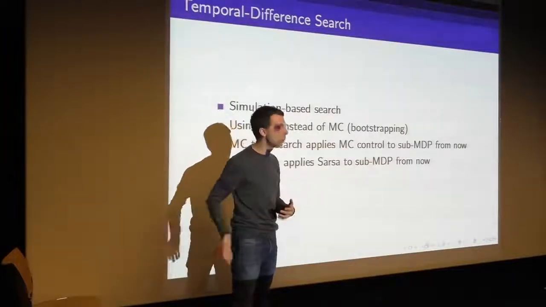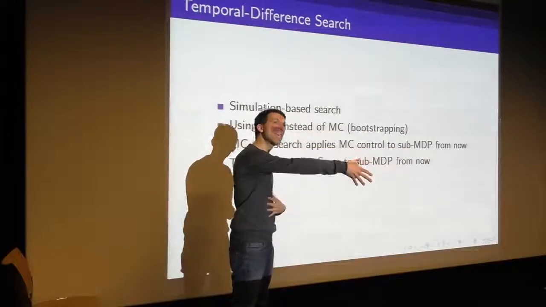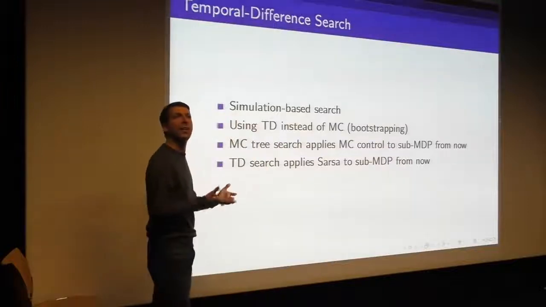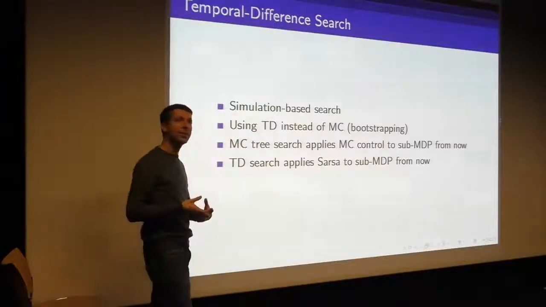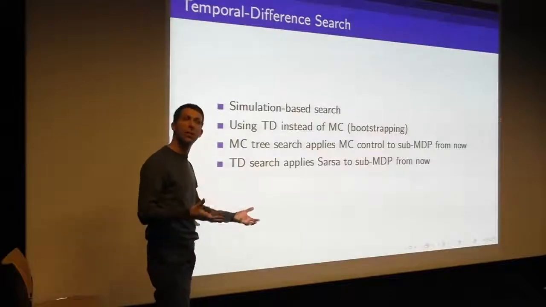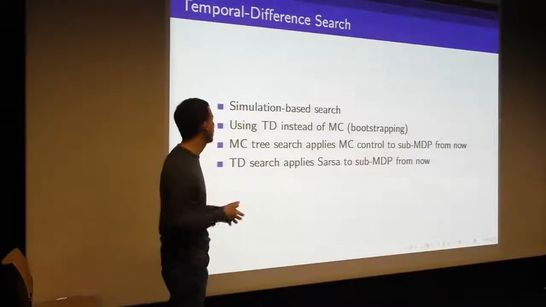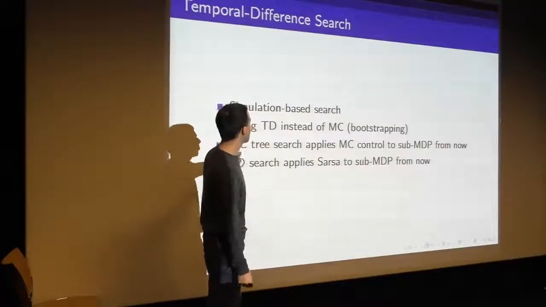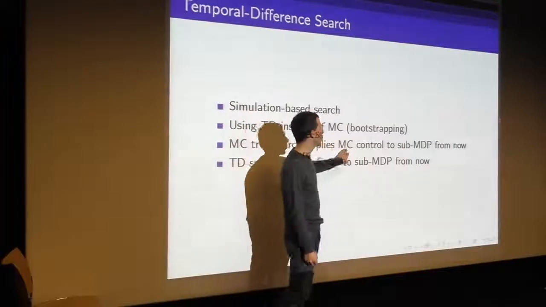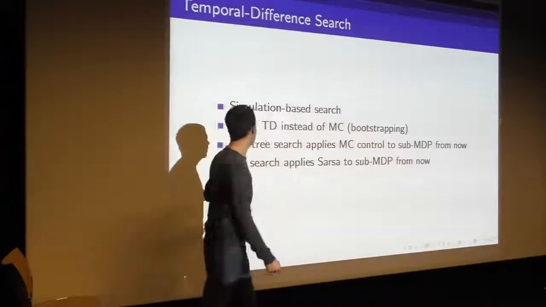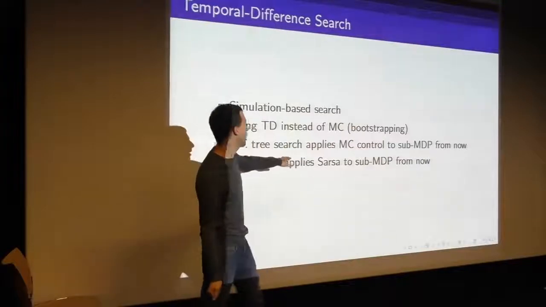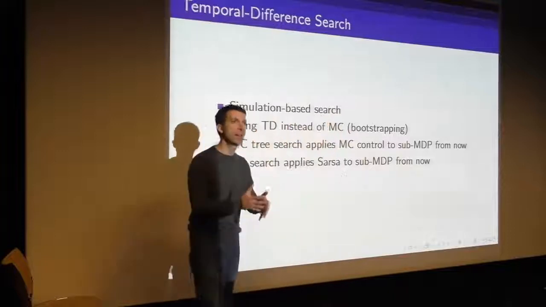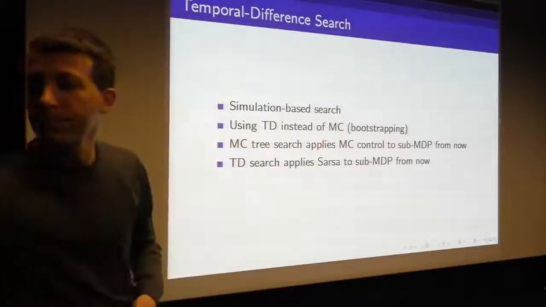So we start from now, we imagine trajectories of experience, but instead of applying Monte Carlo learning, let's apply TD learning, let's apply SARSA, let's apply our familiar bootstrapping-based methods that were so effective earlier in the course and which we saw generally tended to outperform Monte Carlo learning. And so the main idea is, where Monte Carlo tree search applies Monte Carlo control to the sub-MDP from now, we're going to develop something called TD search, which applies SARSA to the sub-MDP from now, just to build that spectrum of ideas and show you that there are many possibilities.